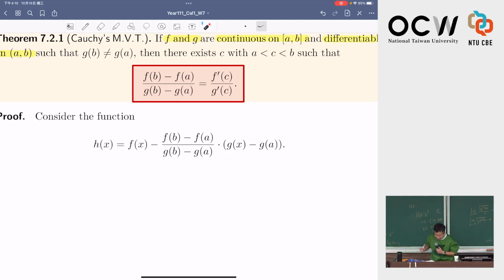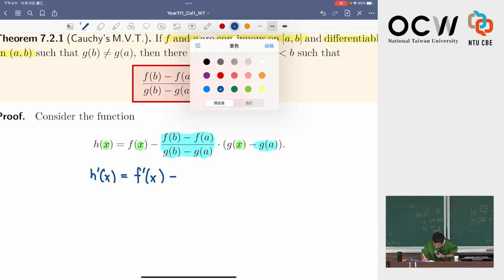Firstly, don't be too scared. Where are the x? x is here, here, and here. So all the other numbers that occurred are just constants. They are numbers. So in particular, if you differentiate h, you should get f prime x, and then minus, don't be scared by the constant. Constant is constant.